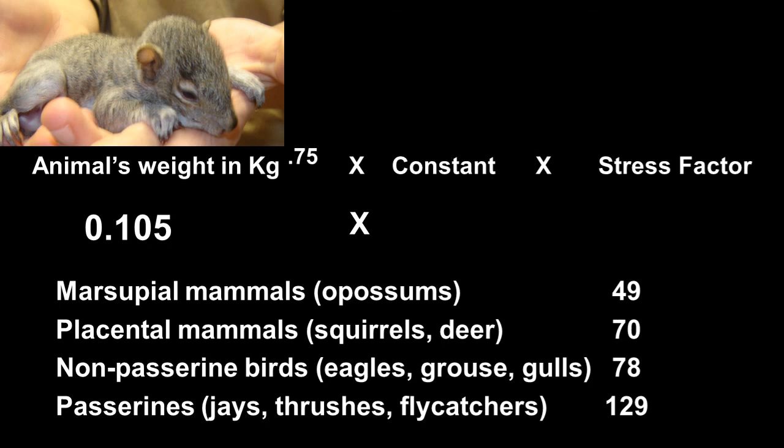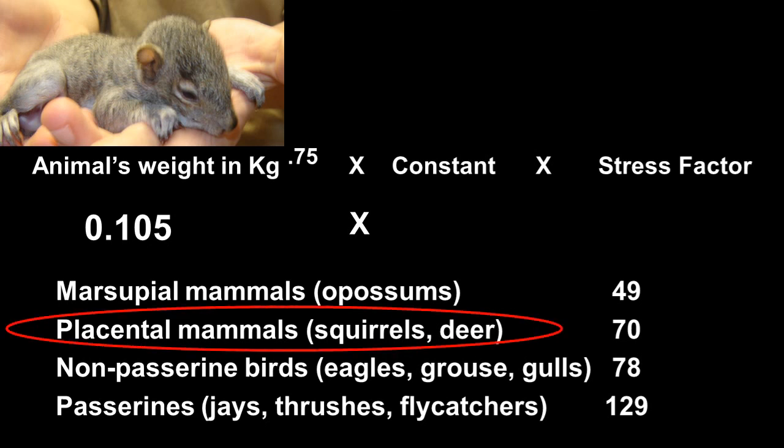Our squirrel is a mammal and it's not a marsupial. It's a placental mammal, so our constant is 70. So we multiply the 0.105 times 70 and the result is 7.35. This number equates the amount of calories that that animal needs just to maintain respiration and for its organs to work in a thermal neutral environment. It doesn't account for growth, healing, movement, or its need to keep itself warm or cool. This is called its metabolic base.